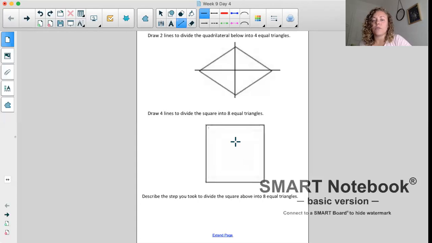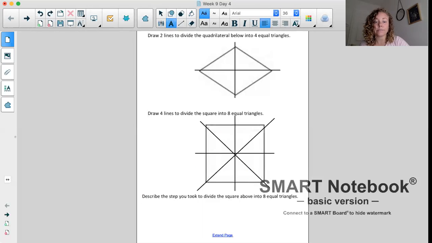This next one says to draw 4 lines to divide the square into 8 equal triangles. I can see that if I go diagonal this way, I can make 2 triangles. So I think if I go this way, okay, now I have 4. I can only draw 2 more lines and I need to make 2 times as many triangles. So I can actually go a perfect vertical line. See, that made that bigger triangle up there into 2 smaller ones, and same here. And I can do a perfect horizontal, and same thing. I have 1, 2, 3, 4, 5, 6, 7, 8.